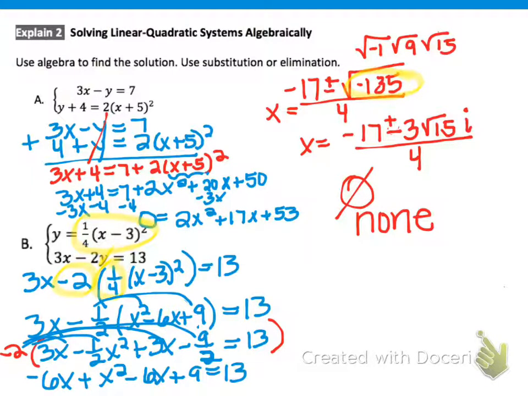So now it's starting to kind of shape up. So now put everything on the same side. So we've got the x squared minus 12x. We had the plus 9, but if we subtract the 13, 9 minus 13 is -4, and that equals 0.